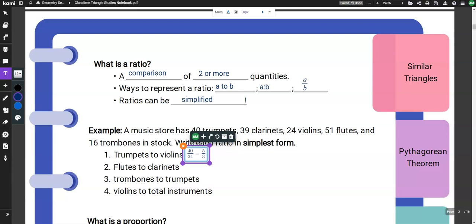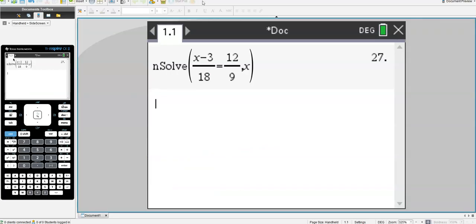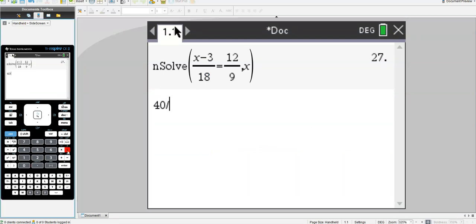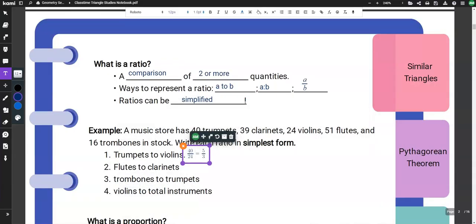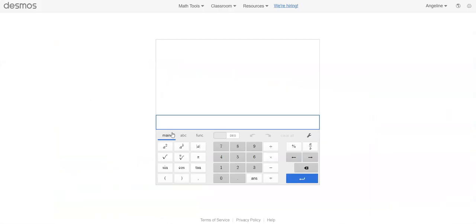Now, if you use the TI Inspire or the Desmos Scientific Calculator that we use in class, you can get them to do it for you. The Inspire will do it automatically. So if you're in an Inspire and you put 40 over 24, it's going to default to giving you the reduced fraction or the simplified fraction. In Desmos, you have to do it normally and then click this button right here that says Convert to Fraction.